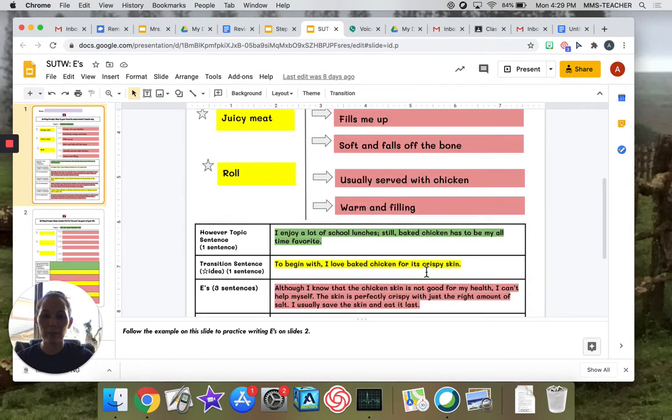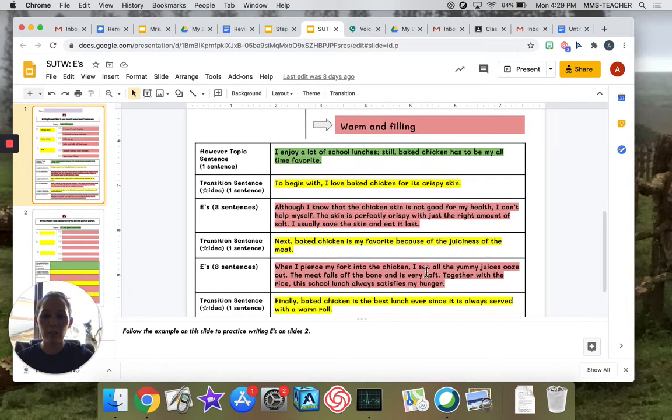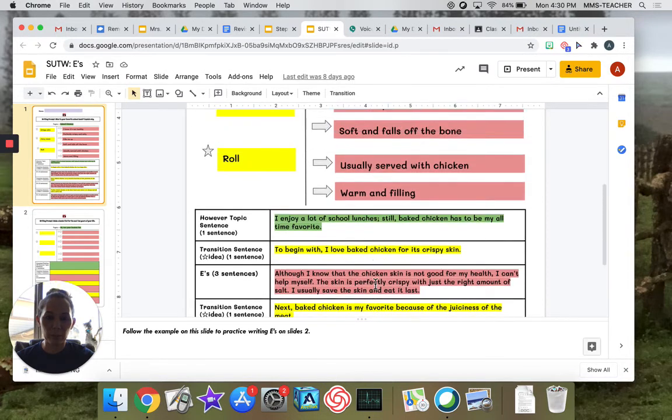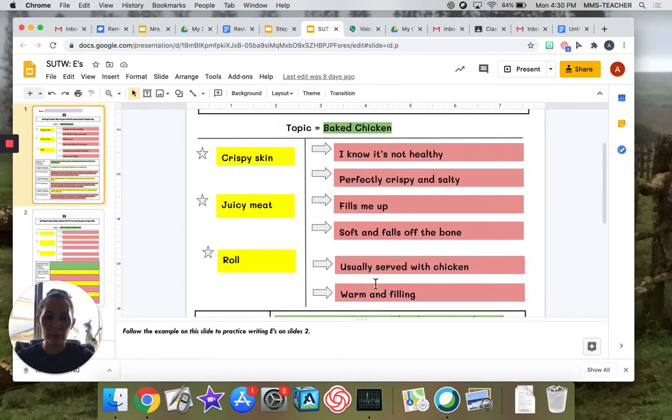Finally, let's see where it is. Finally, baked chicken is the best lunch ever since it is always served with a warm roll. And here's my stopping to explain. The roll is always soft, and if I get to lunch early enough, it is also warm. It fills me up quickly, so I make sure I eat my baked chicken first. I wish these rolls were served with every school lunch. So this is your example slide for the E's.